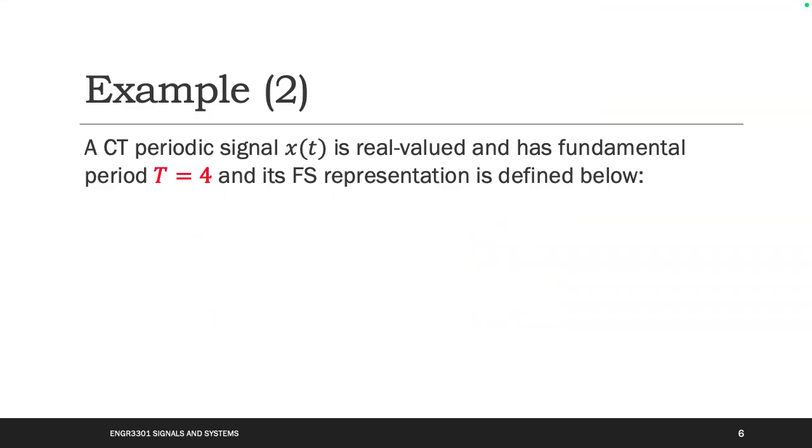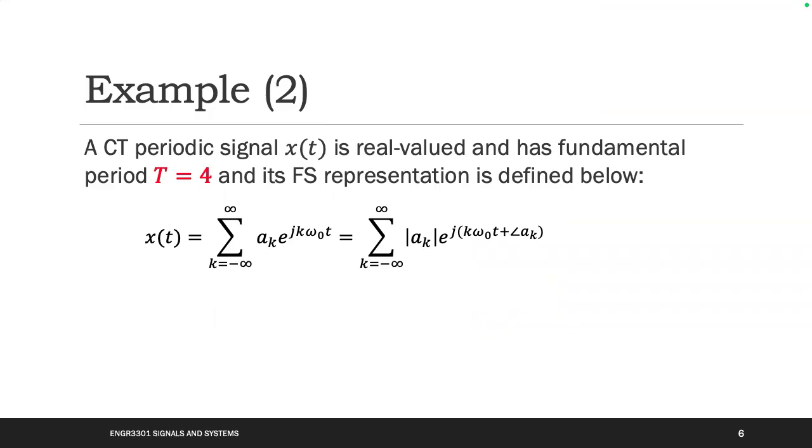A CT periodic signal x(t) is real valued and has fundamental period T equal 4, and its FS representation is defined below. This one we know, right? This is the signal synthesis, and the a_k can be read into two different things. This is magnitude, and this is like a phase shift.